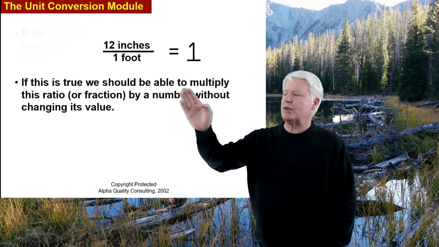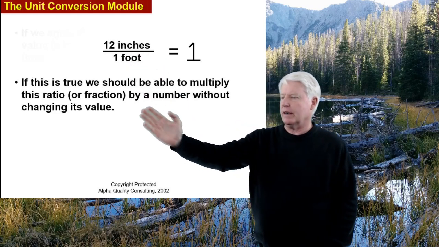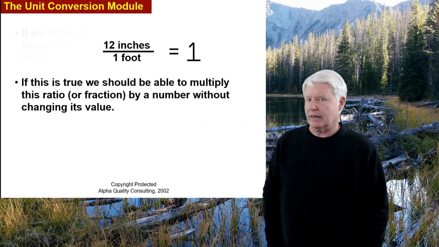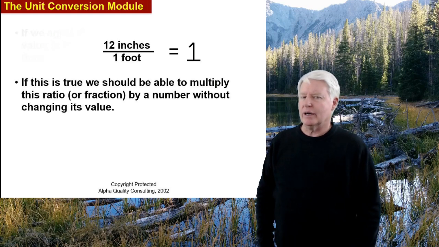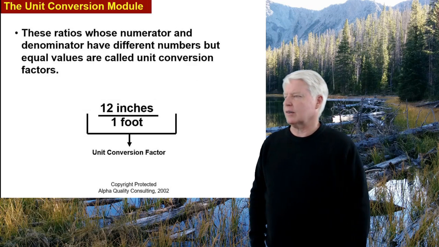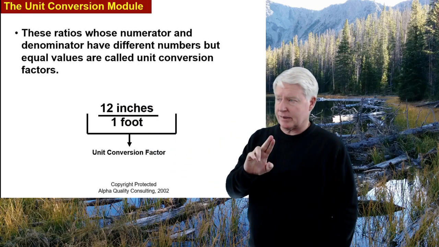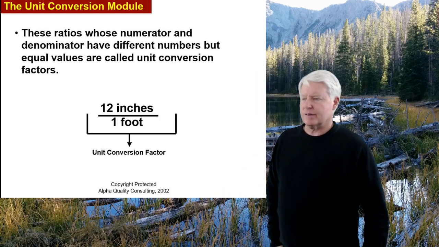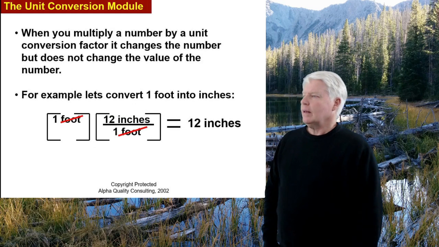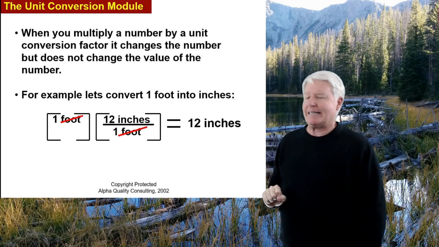So if this is true, we should be able to multiply this ratio or fraction, 12 inches over 1 foot, by a number without changing its value. That's interesting. And that is exactly correct. And we call those unit conversion factors or fractions. These ratios whose numerators and denominators have different numbers but equal values are called unit conversion factors. When you multiply a number by a unit conversion factor, it changes the number but does not change the value of the number.